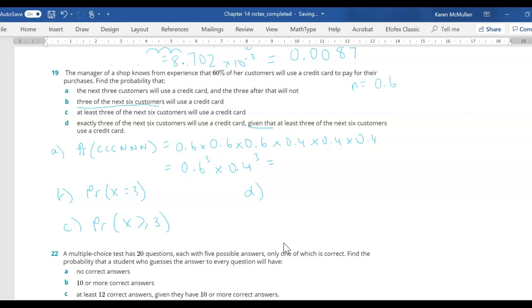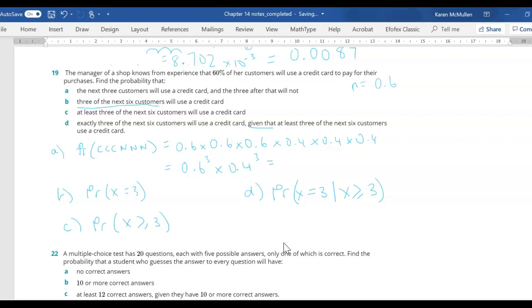What does that mean? Conditional probability. All right, so we've got a conditional probability question here. If you need to, go to the formula. So we want the probability that exactly 3, so x equals 3, given that, so here's our condition, at least 3 of the next 6. So x is greater than or equal to 3.